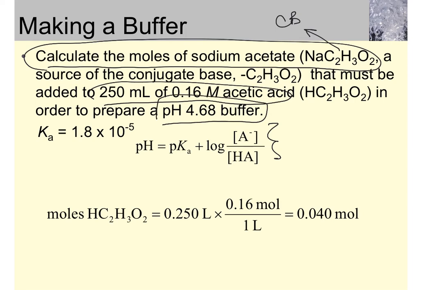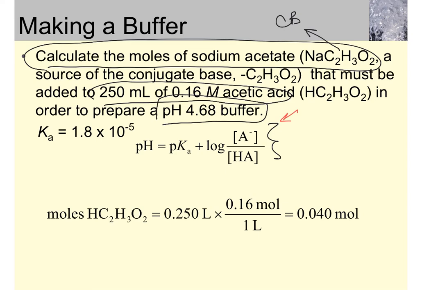How I approach this problem, just in case it's useful to you, is as soon as I know it's a buffer problem, and I think that's pretty obvious, anytime you have the presence of a weak acid and its conjugate base, or a weak base and its conjugate acid, you've got a buffer. I immediately write down the Henderson-Hasselbalch and plug in everything that I know, everything that's been given to me, okay?